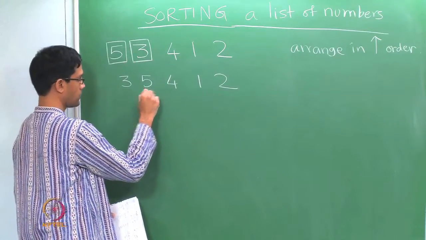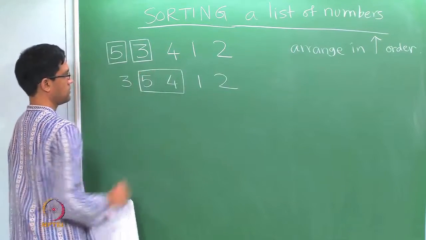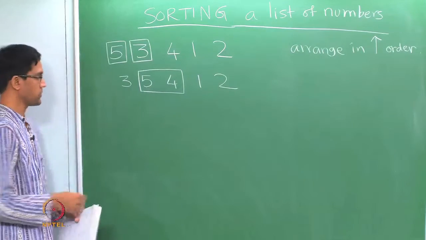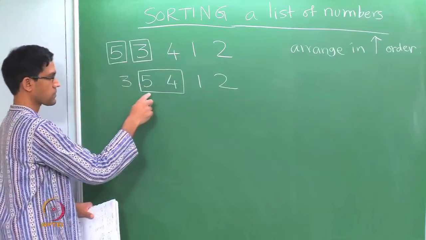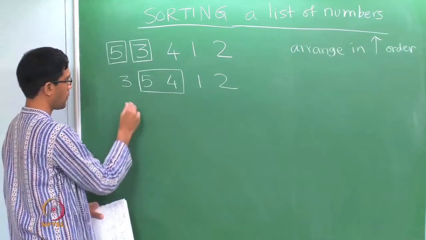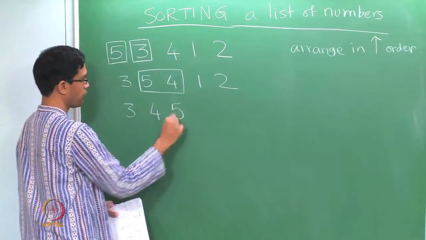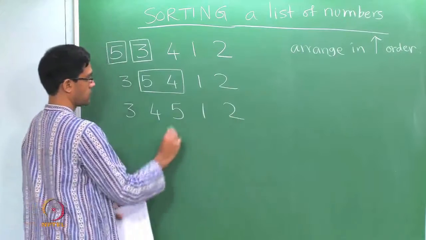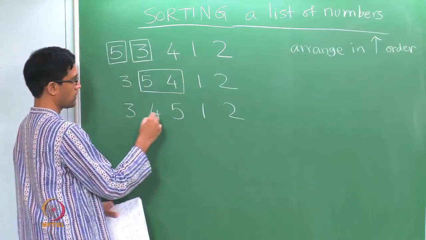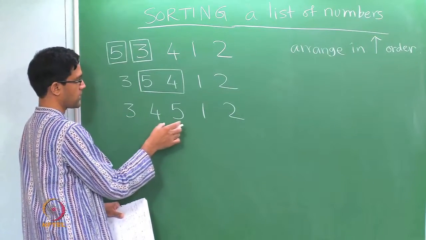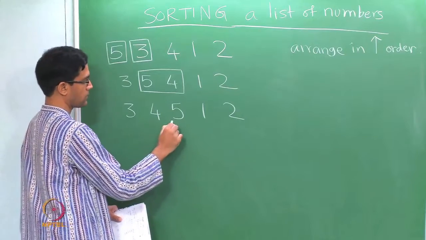So now you move on and compare the next two numbers in the new list. So again 5 and 4, they are in the wrong order, so you interchange them, you swap them, you make this 3, 4, 5, 1, 2. Okay. So now the first two numbers and the second and third numbers are in correct order.